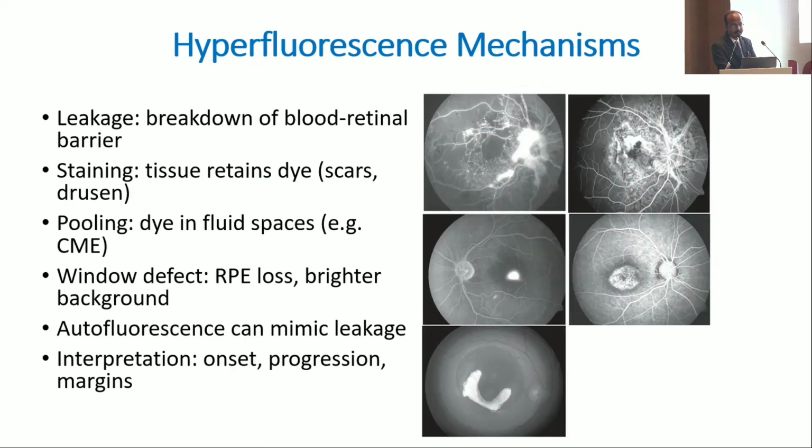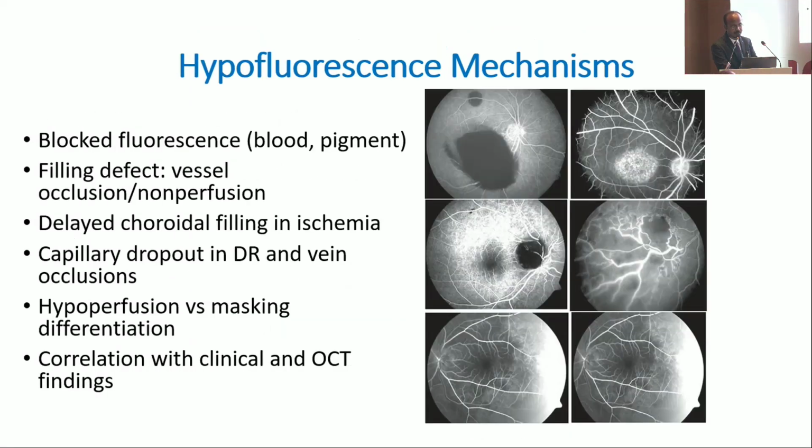There are mainly three patterns, that is hyperfluorescence. In hyperfluorescence, we have leakage, staining, pooling, window defect, and autofluorescence. And in the hypofluorescence pattern, we have block fluorescence, filling defect, delayed choroidal filling, capillary dropout, and hypoperfusion, and by correlating, we can take decisions for the diseases.